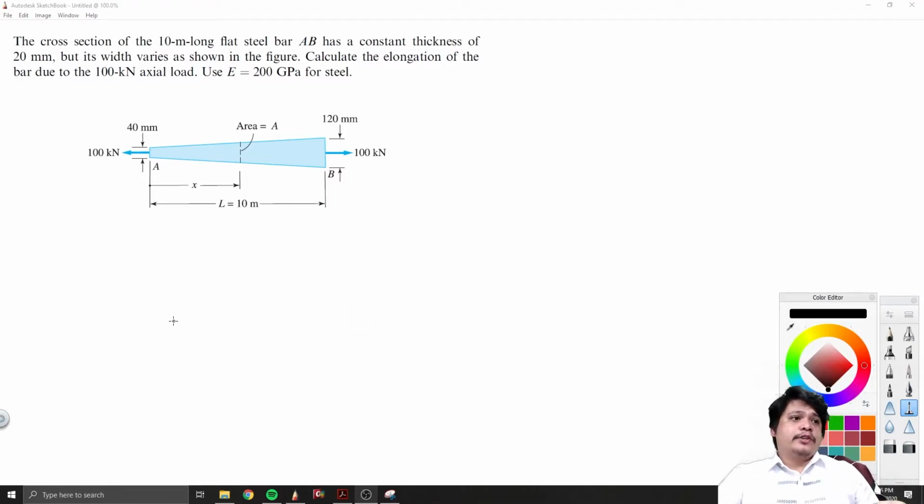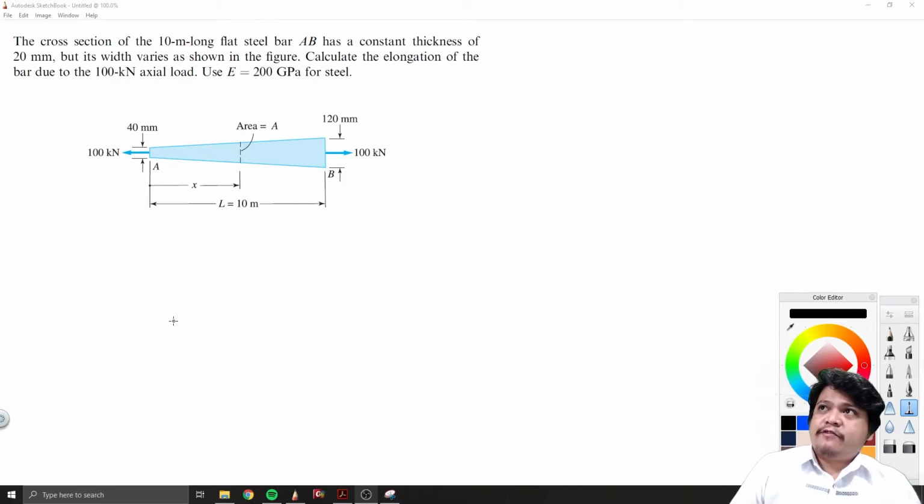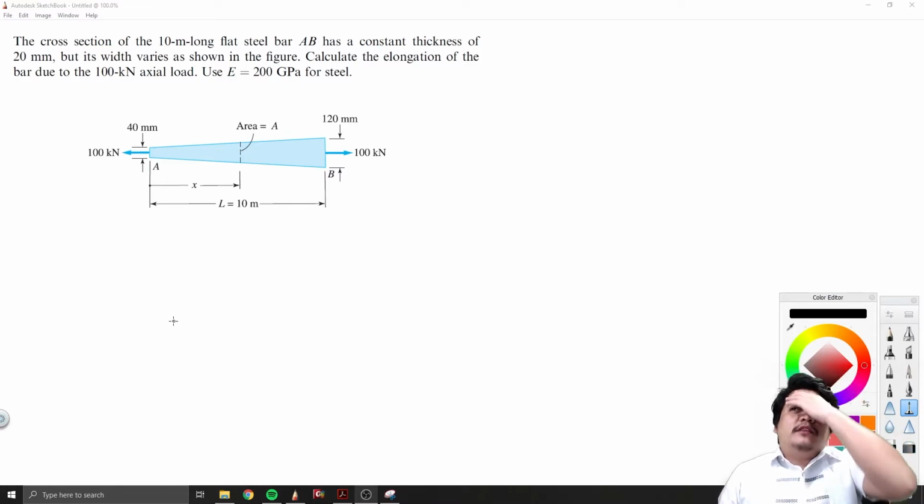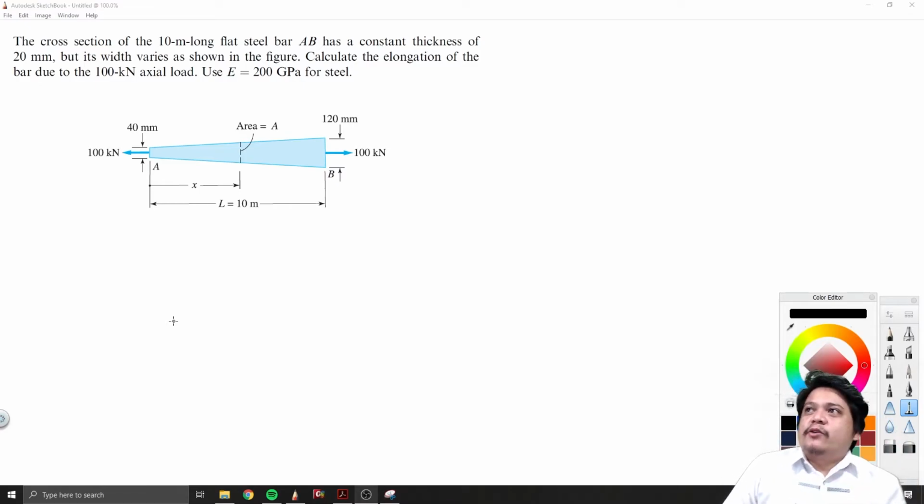Okay. So let's have this problem. The cross section of a 10-meter long flat steel bar AB has a constant thickness of 20 millimeters, but its width varies as shown in the figure. Calculate the elongation of the bar due to 100 kilonewton axial load and use E equals 200 gigapascal for steel.